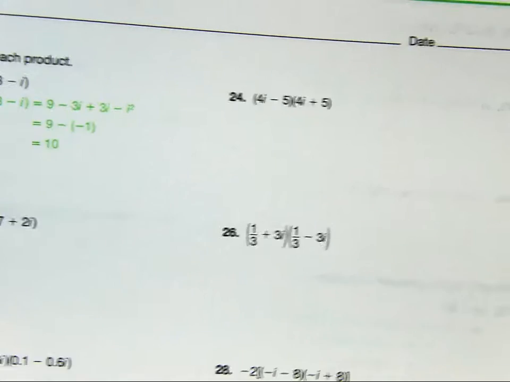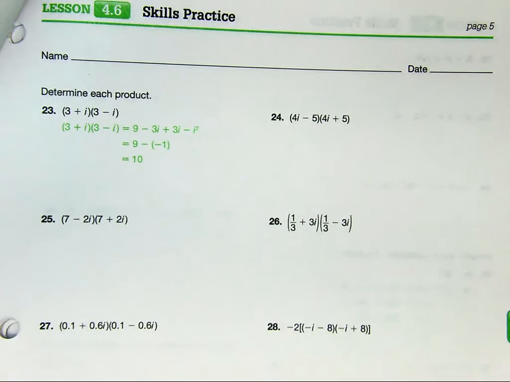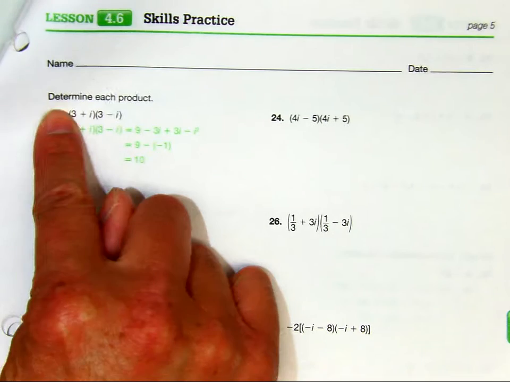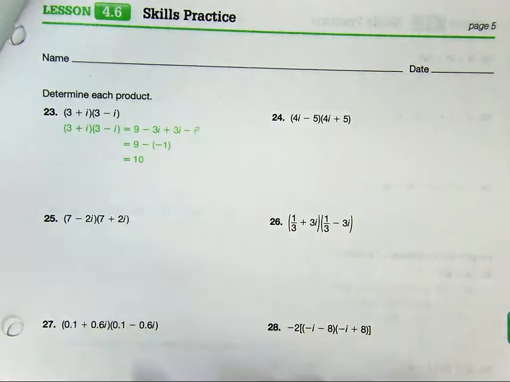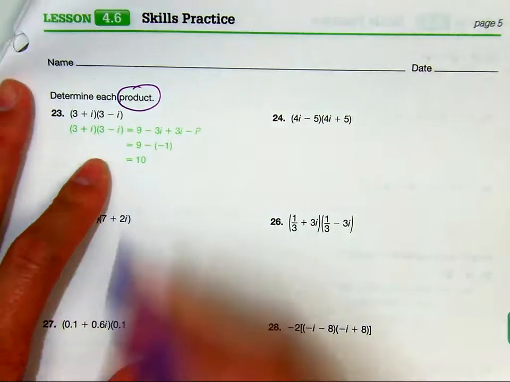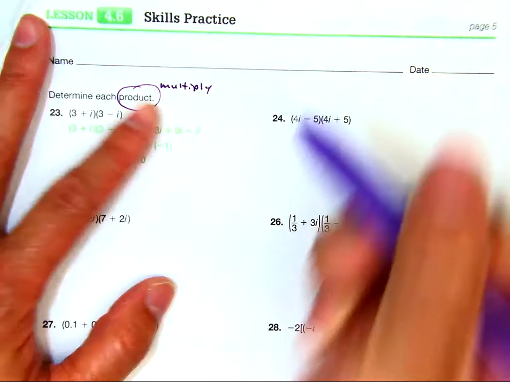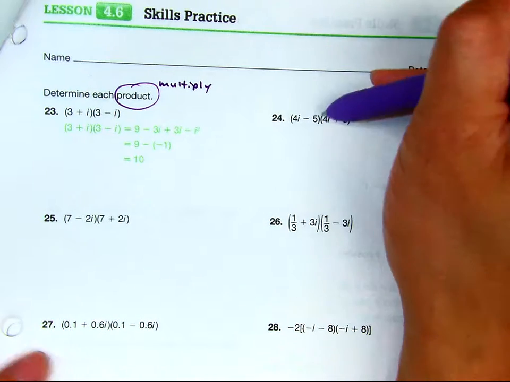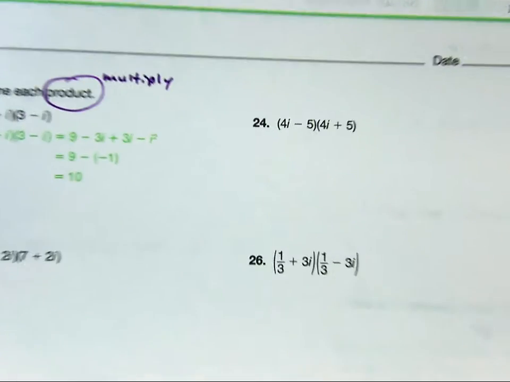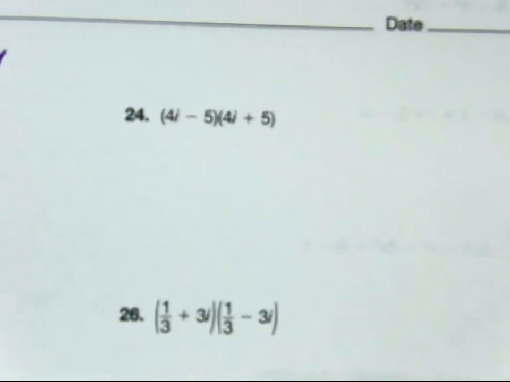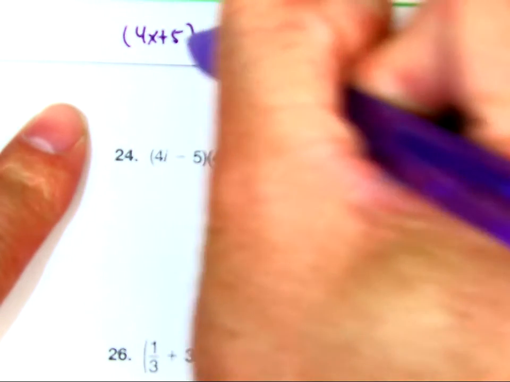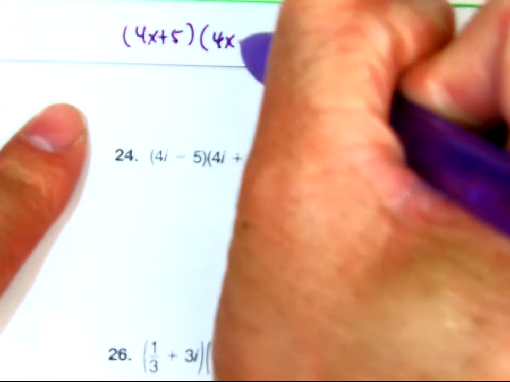Go over number 24. Number 24 on page 377 says, determine each product. Product is what math operation, class? Multiply. So here is multiplication. Let's pretend it's something we're familiar with for number 24. Let's pretend it is (4i + 5)(4i - 5).